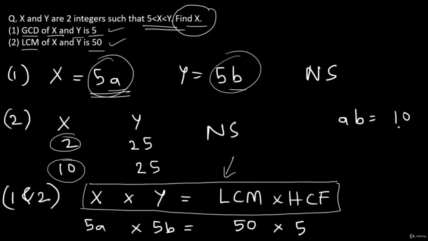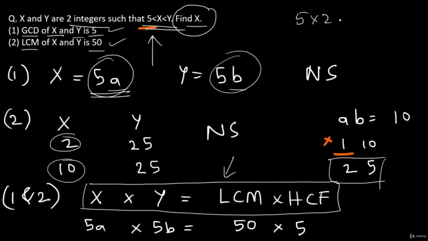Now, what are the possibilities over here? I could have a as 1 and b as 10, or a as 2 and b as 5, because x and y are integers, so I cannot take fractions over here. Now when a is equal to 1, then x will become 5 into 1, that is equal to 5. But over here, it's given that x has to be greater than 5. Therefore, this is not possible. So we just are left with one possibility, that is a and b have to be one among 2 and 5, right?